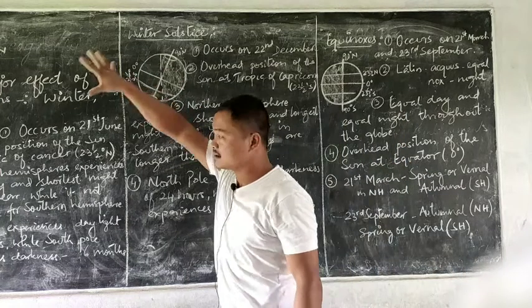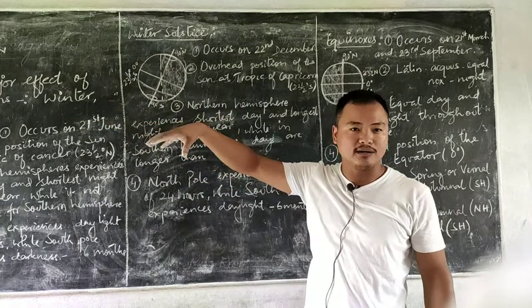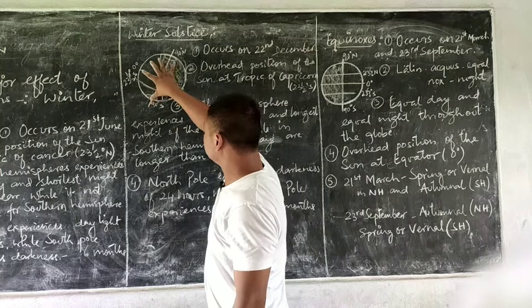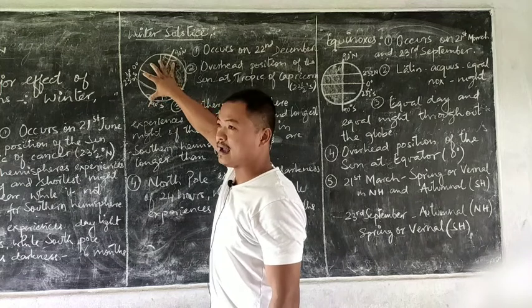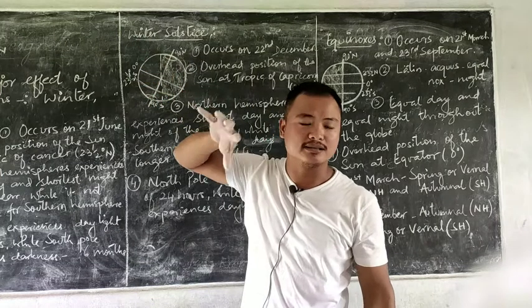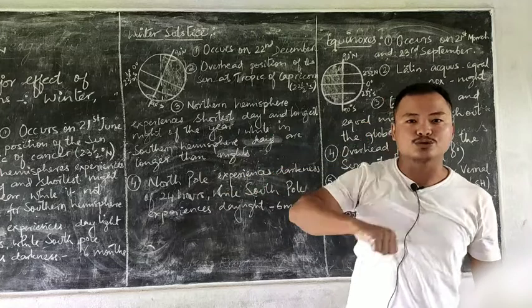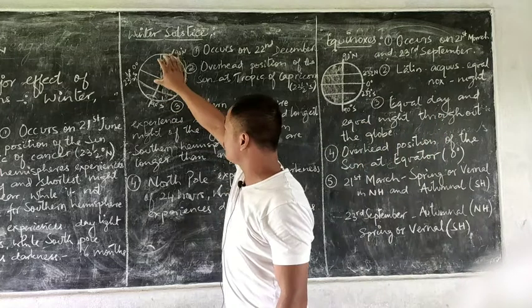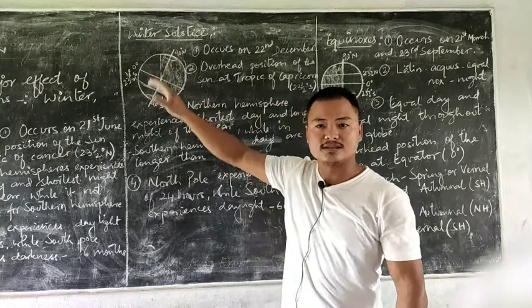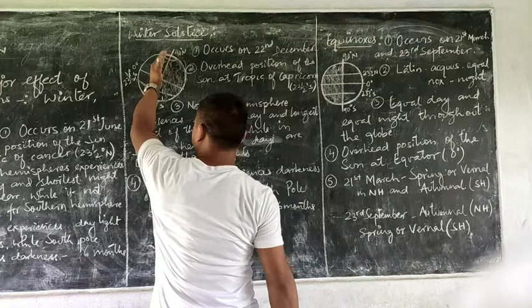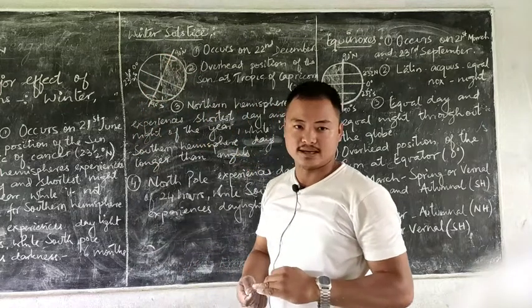Though, like discussed in this very chapter regarding aphelion and perihelion, this is the time of experiencing perihelion. That means the earth has come very close to the sun, but yet we in the northern hemisphere experience winter season because of the axis inclined away from the sun.